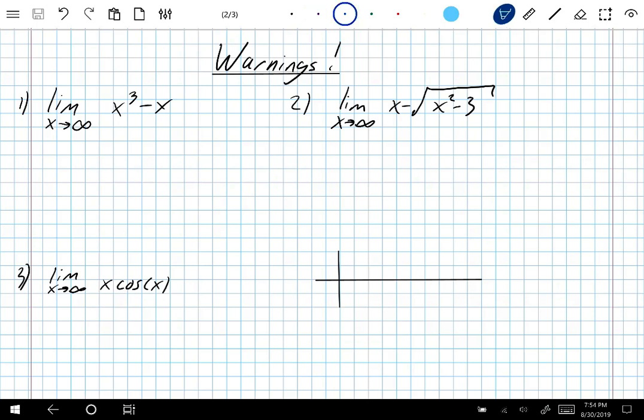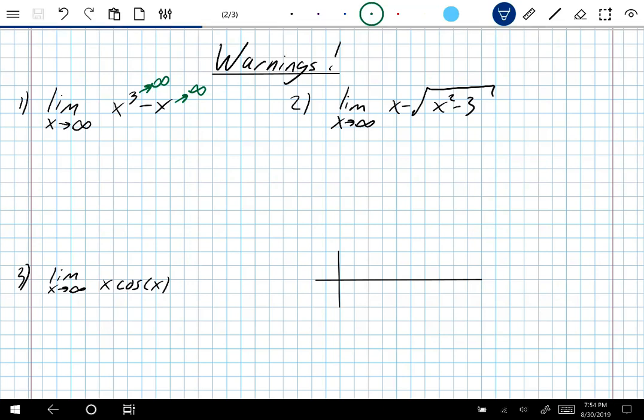Okay, warning number one, x cubed minus x as x goes to infinity. Well, it looks like we have infinity cubed. That's going to look like an infinity. It's going to get bigger and bigger and bigger as we go to the right. This is also an infinity. We have infinity minus infinity. What could go wrong? I know what you're saying. Infinity minus infinity, that sure sounds like 0.